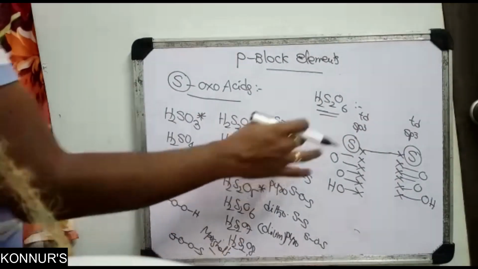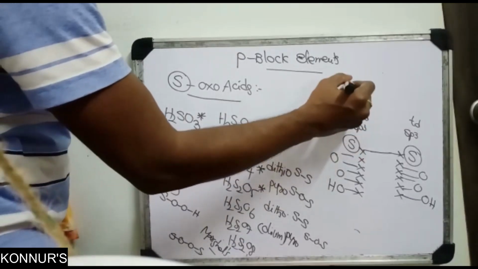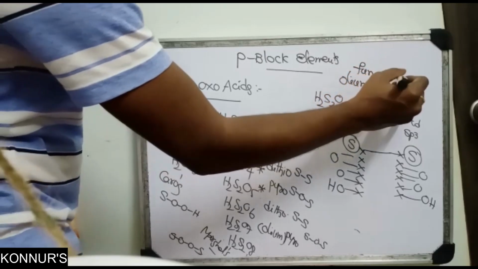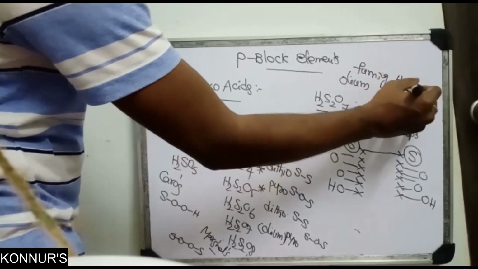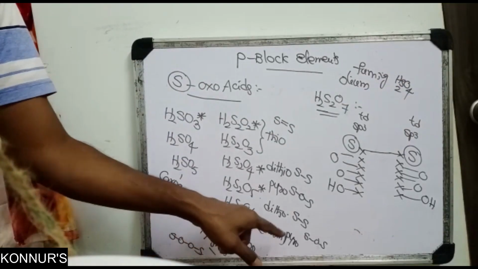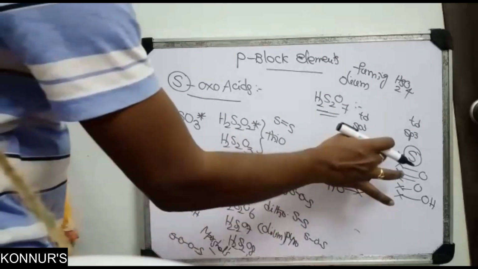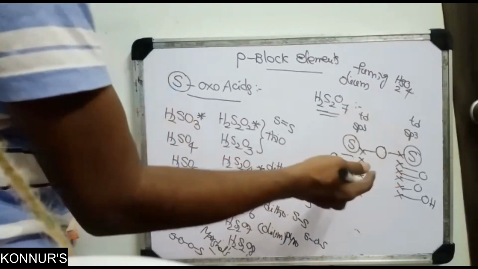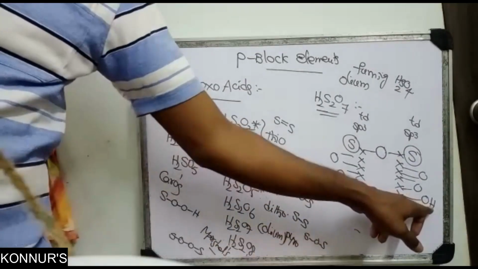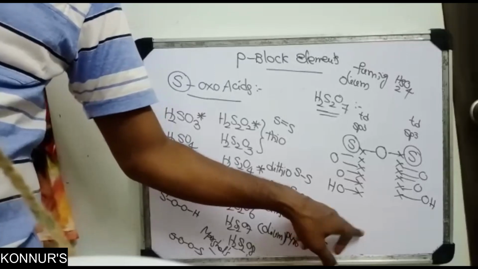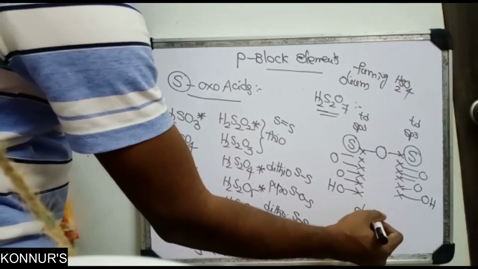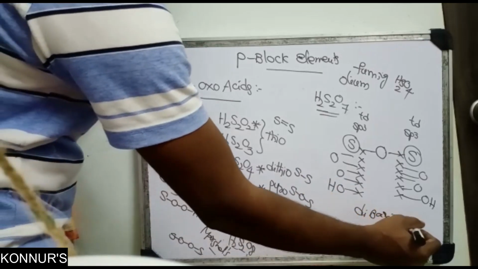Next, H2S2O7. The famous name is oleum, otherwise fuming sulfuric acid. Otherwise, it is pyrosulfuric acid. Pyro means in between these two sulfurs you put an oxygen. So that is H2S2O7. Here also two OHs are there, so that's why it is a dibasic acid. Dibasic acid means you are getting two salts.